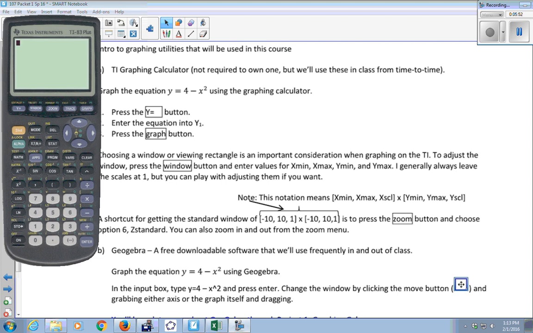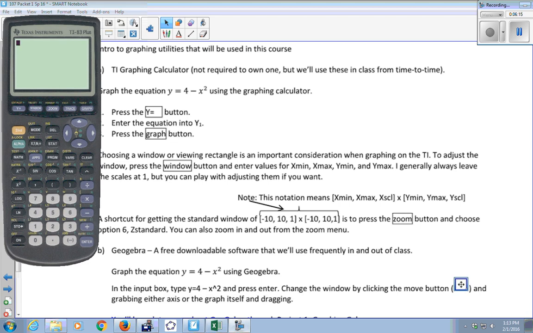Okay, so first thing I want to do is graph the equation 4 minus x squared using the graphing calculator. You already graphed it by hand. You know what it looks like, right? It's a parabola that opens down. We know where its x and y intercepts are. So I'm just going to have the calculator generate this graph for me. It's going to do the exact same thing you did. It just plots a bunch of points and connects them with a curve.